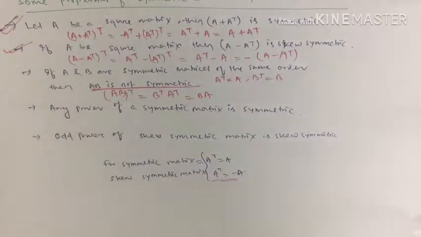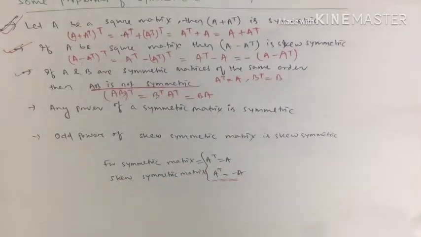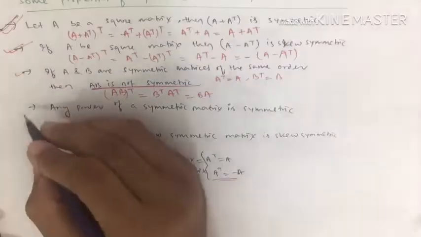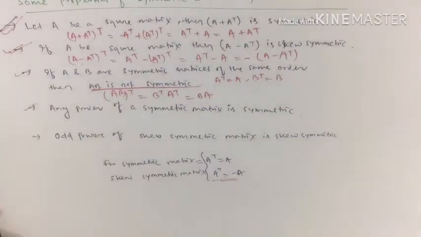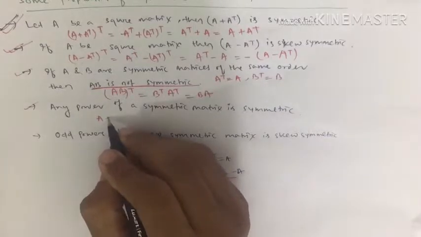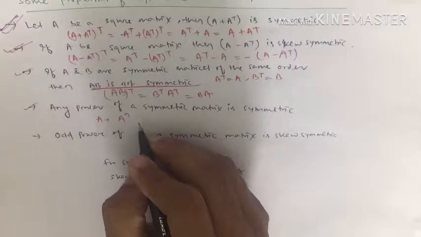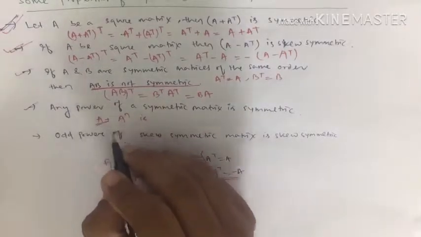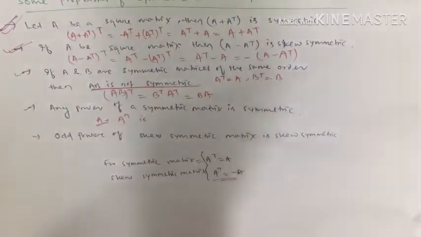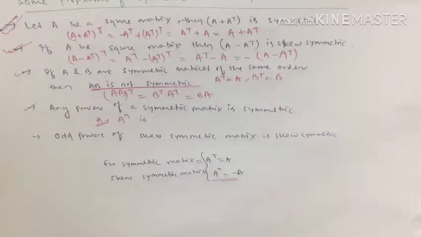Okay. And the next property is: any power of a symmetric matrix is symmetric. Any power of a symmetric matrix is symmetric. What does it mean? If A is a symmetric matrix, then A to the power n is also symmetric. It says that if A is symmetric, then A to the power n is also symmetric.